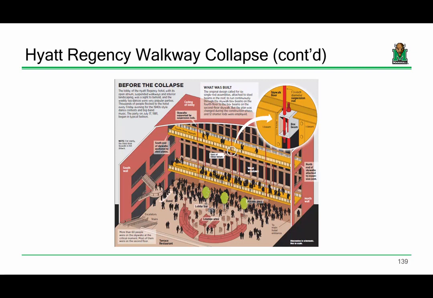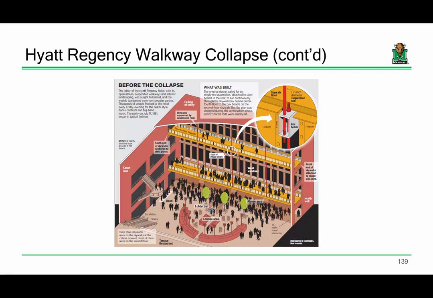On the ground floor, they had a jazz band and all these people. There was a bar, a dance area. Everybody was having a good time. And there was a second floor skywalk, and there was a fourth floor skywalk.